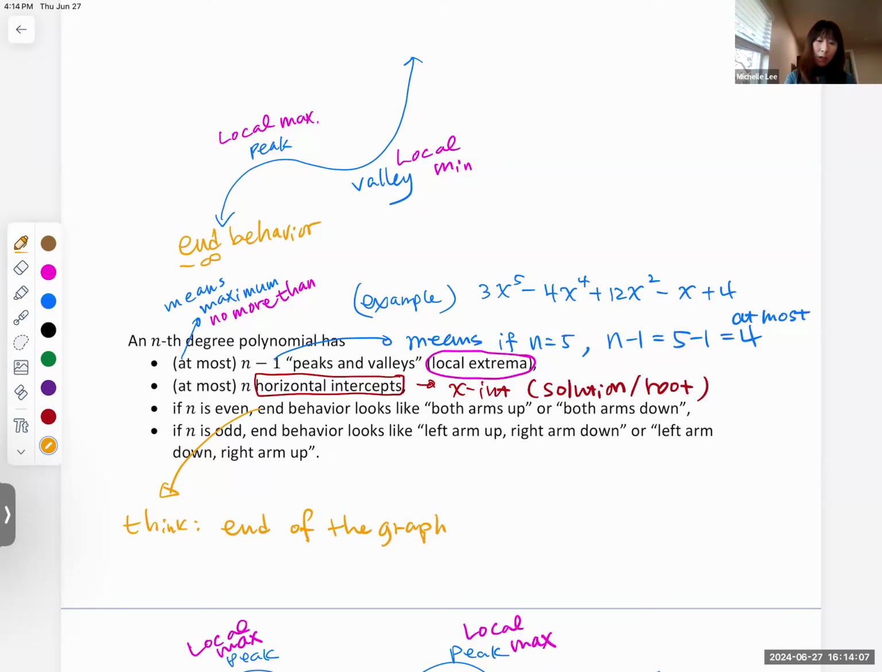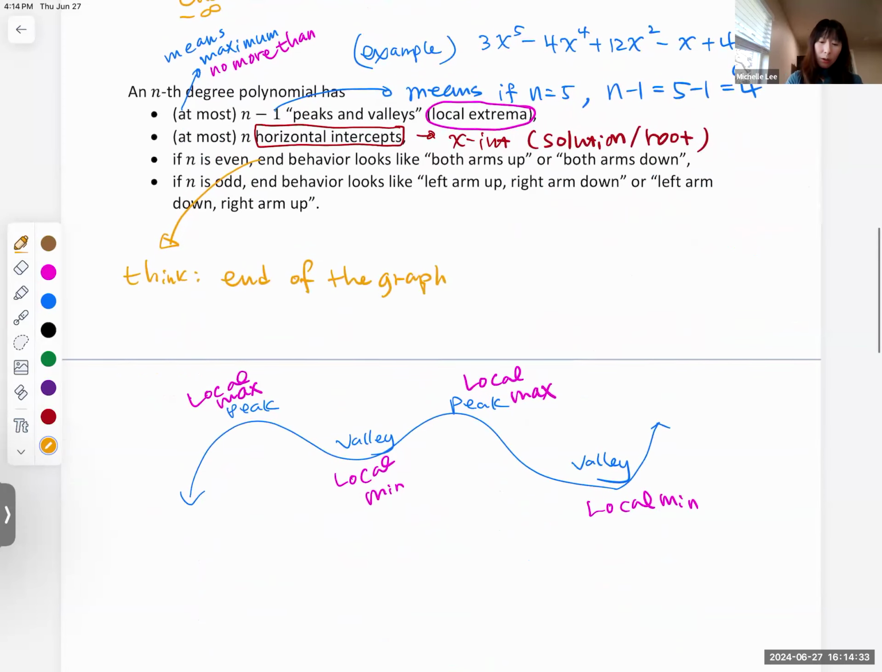And here, for end behavior, the graph goes to positive infinity. So we denote positive infinity, right? Okay, they say it looks like both arms up or both arms down, right? So n equal to even, both arms up or down, right?